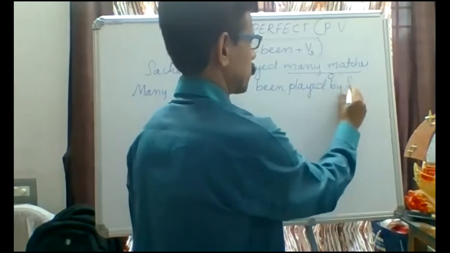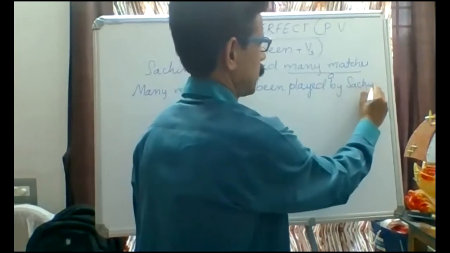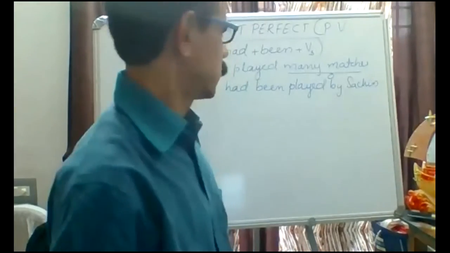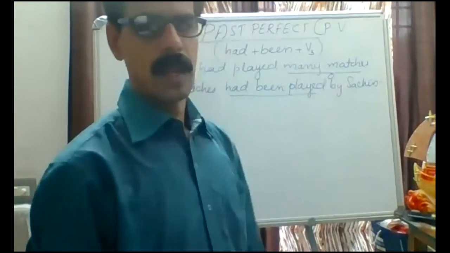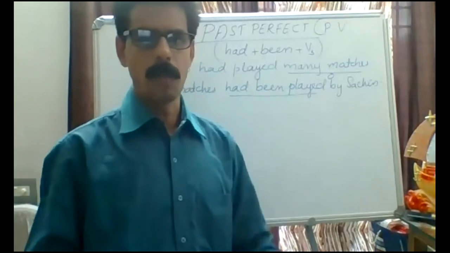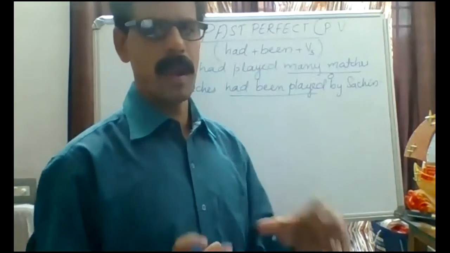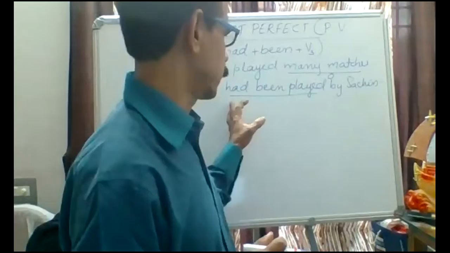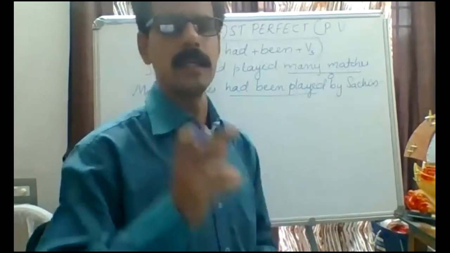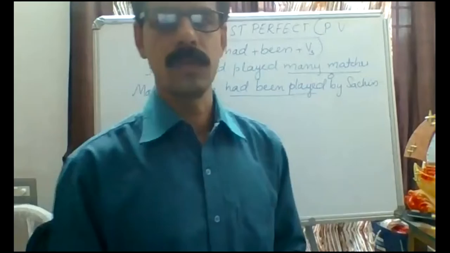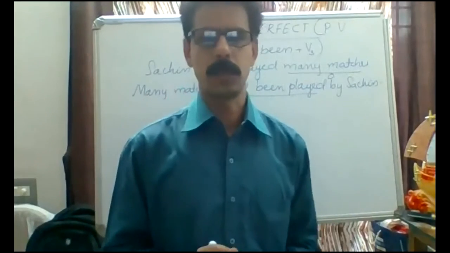by Sachin. Played by Sachin. This is the answer. So here, if we take the verb, had been played is the verb. Had been played is the combination of verb, the combined verb. That is, had is a helping verb, been is also a helping verb, the third form of be, and played is the third form of the main verb. With three, it is past participle. Okay.